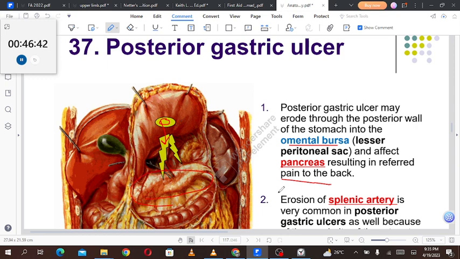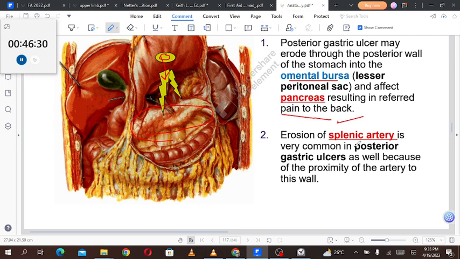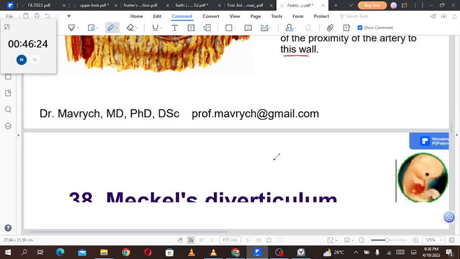So if the pancreas is damaged or inflamed, there will be pancreatitis, and that pancreatitis will cause what? That will cause the referred pain that is radiating to the back. Okay. Erosion of the splenic artery is very common in the posterior gastric ulcers as well, because of the proximity of the artery to this wall, and then that will lead to hemorrhage.